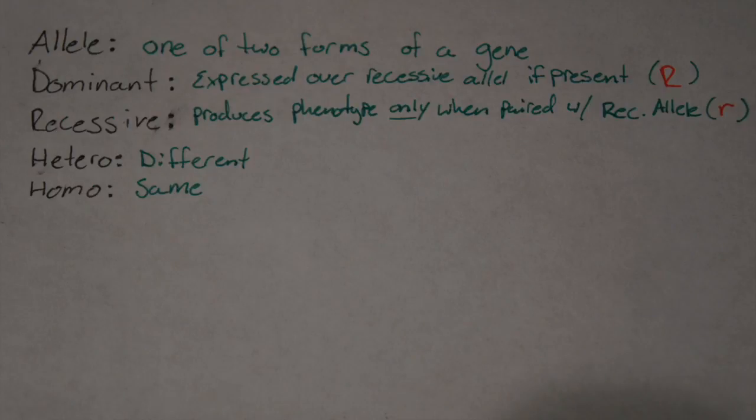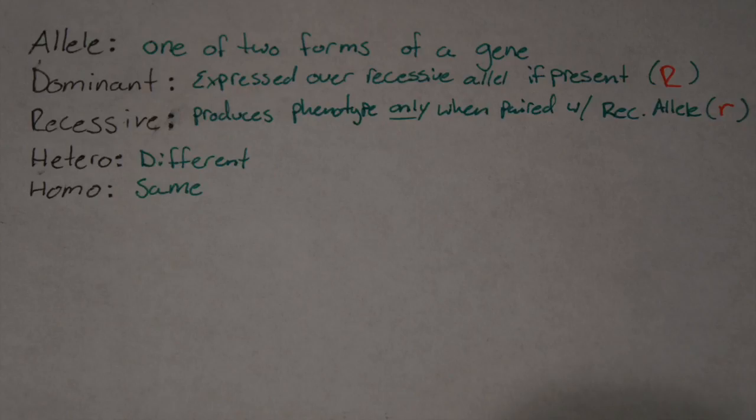Today, you're also going to need this data table. Okay, just a quick review. An allele is one of two forms of a gene, and we're going to try to predict today what alleles the offspring are going to have from our parent generation. However, there are two kinds of alleles, dominant or recessive. If a dominant gene is present, it's going to be expressed over the recessive allele, and we're going to see that in the form of a phenotype.